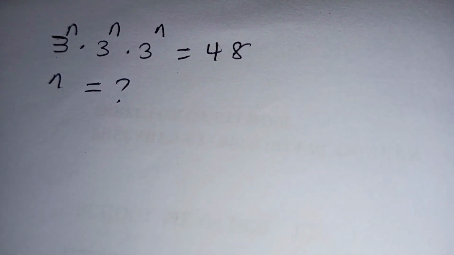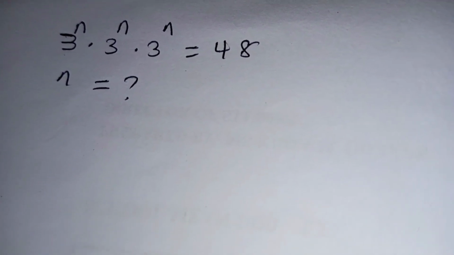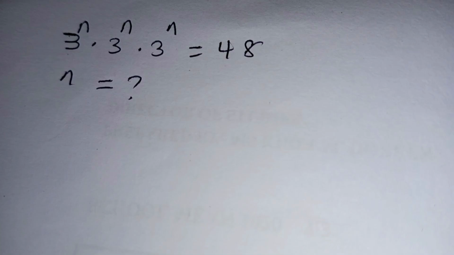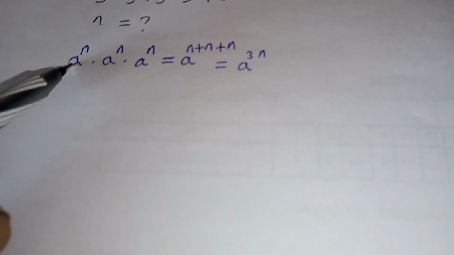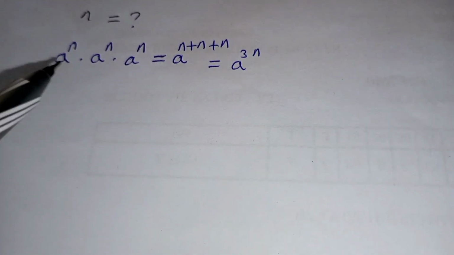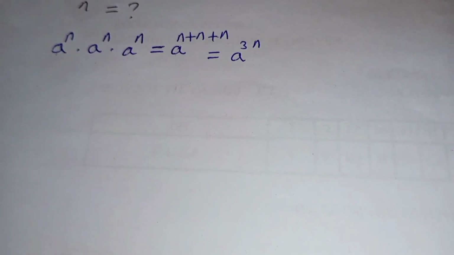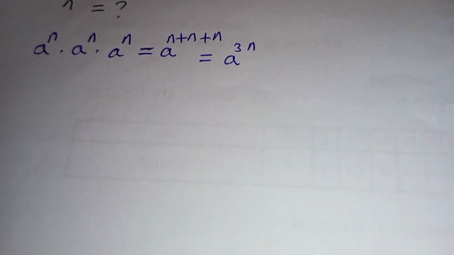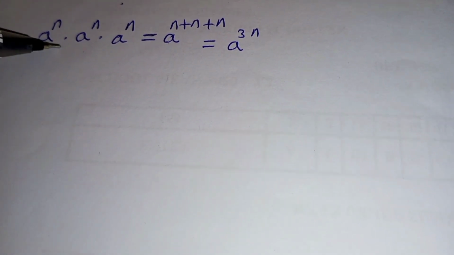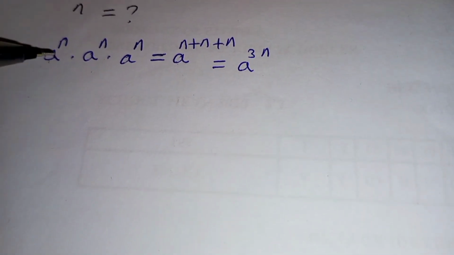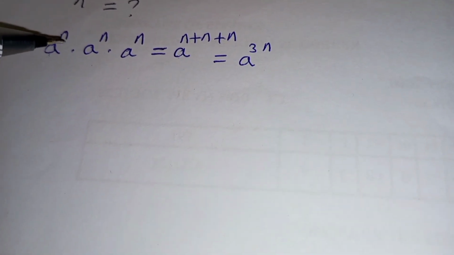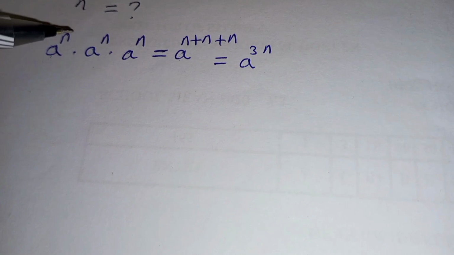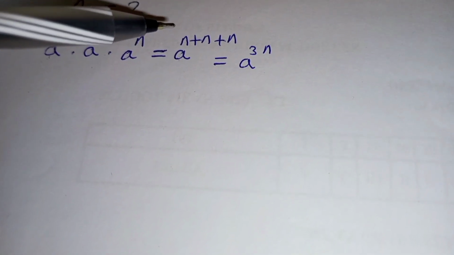We are going to make use of the power of exponent as follows. If you have a to the power of n multiplied by a to the power of n multiplied by a to the power of n, the rule says that when the base is the same and you are multiplying, then we add the exponents or the indices. So it is going to be n plus n plus n, which is equal to 3n.